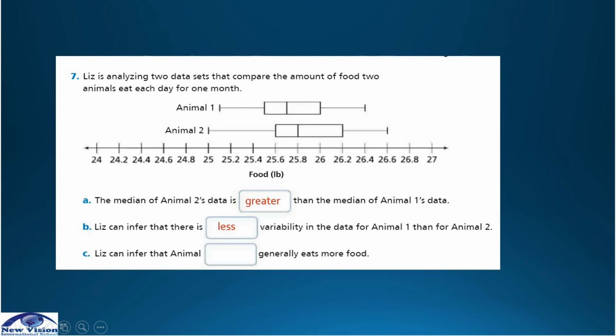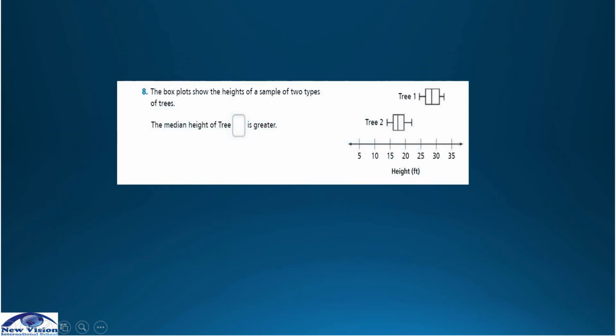Okay, letter C. Liz can infer that animal blank generally eats more food. So based on this box plot, who has a greater median? Is it animal 1 or animal 2? It's animal 2. It generally eats more food. So in number 8, look at this number 8. The box plot shows the height of a sample of 2 types of trees. You have tree number 1 and tree 2. Now the median height of tree blank is greater. Which tree has a greater median?